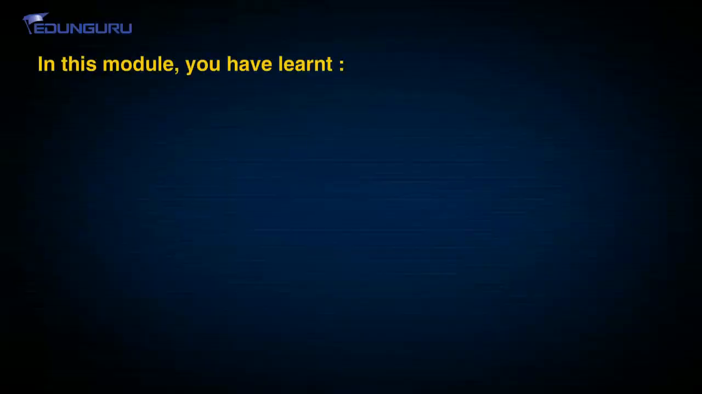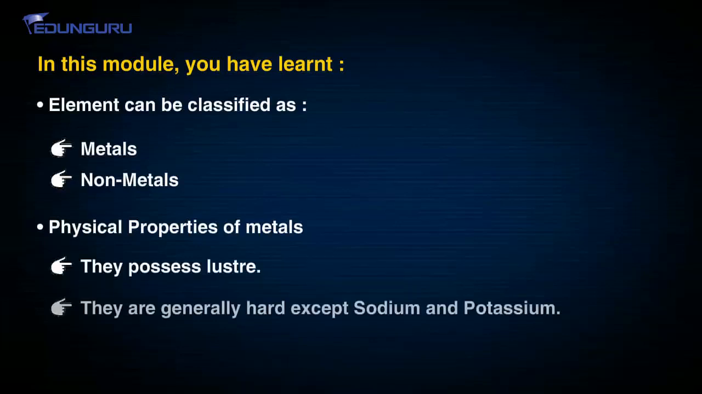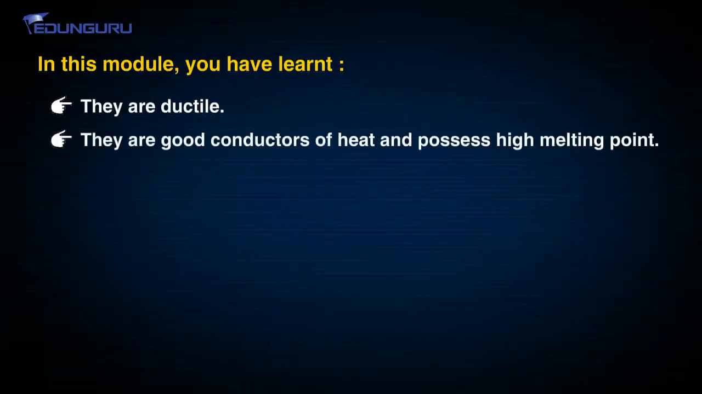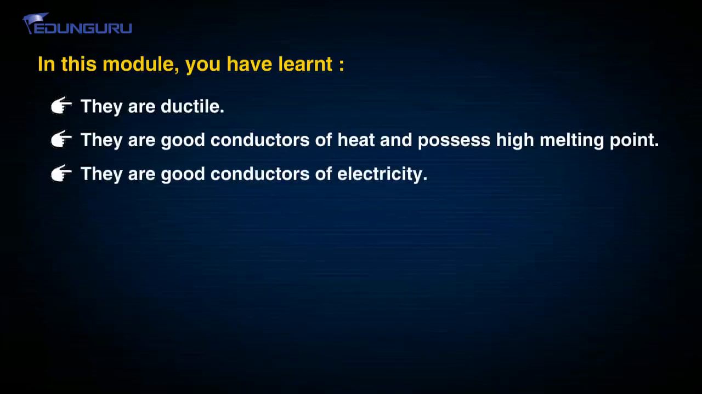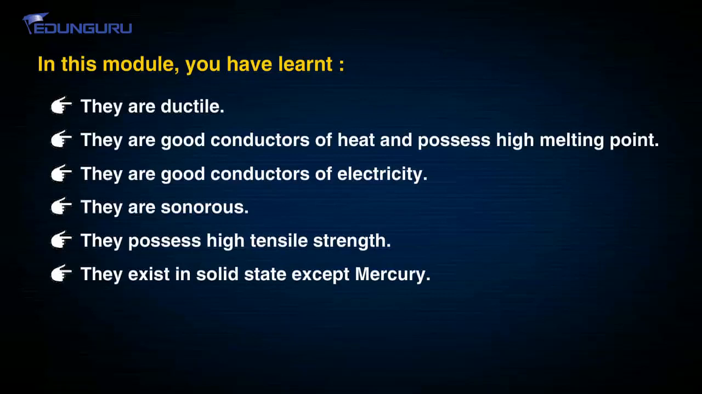In this module, we have learned that elements can be classified as metals and non-metals. Physical properties of metals: they possess luster. They are generally hard except sodium and potassium. They are malleable. They are ductile. They are good conductors of heat and possess high melting point. They are good conductors of electricity. They are sonorous. They possess high tensile strength. They exist in solid state except mercury.